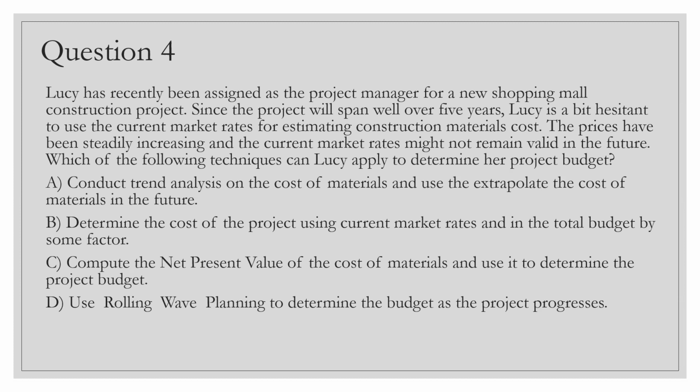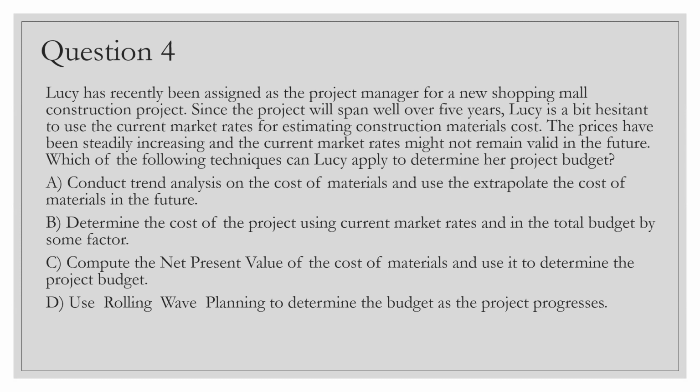First one is to conduct trend analysis on the cost of materials and extrapolate the cost of materials in the future. Basically, it's saying you analyze the cost of materials, which is rising now, maybe 0.1, 0.2, 0.3 quarter by quarter, and based on that data you forecast a price for the future, which looks logical, right? Second one is determine the cost of the project using current market rates and increase the total budget by some factor. That also can be done.